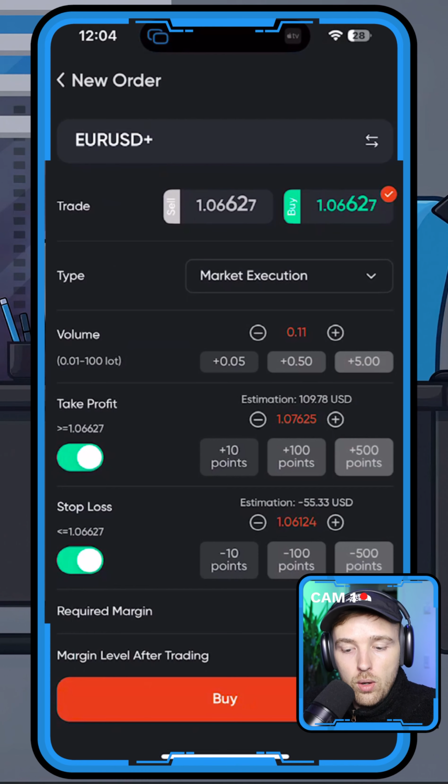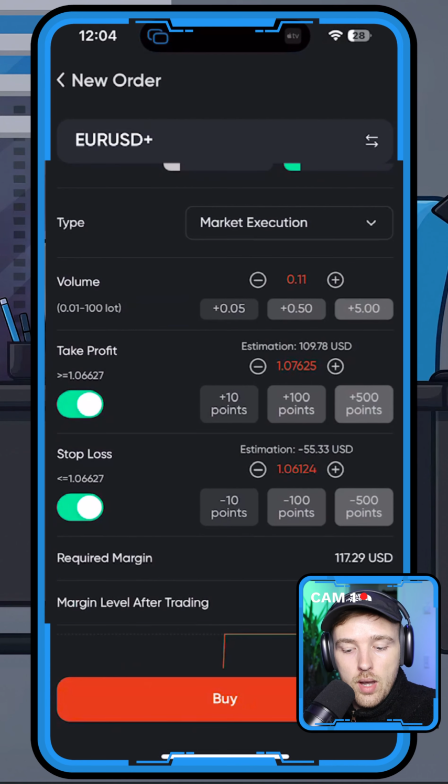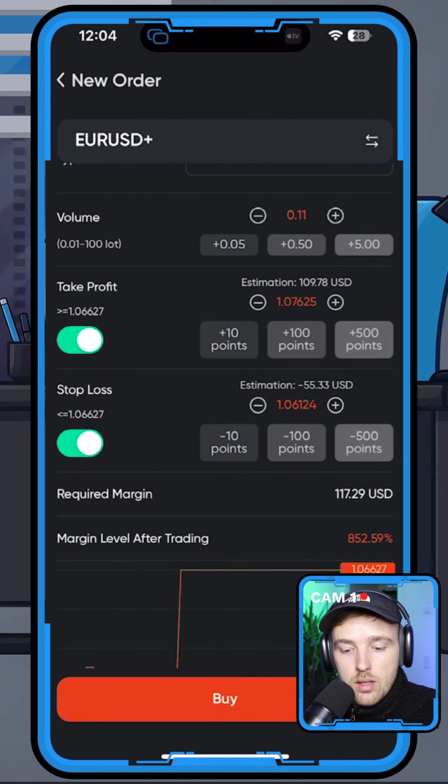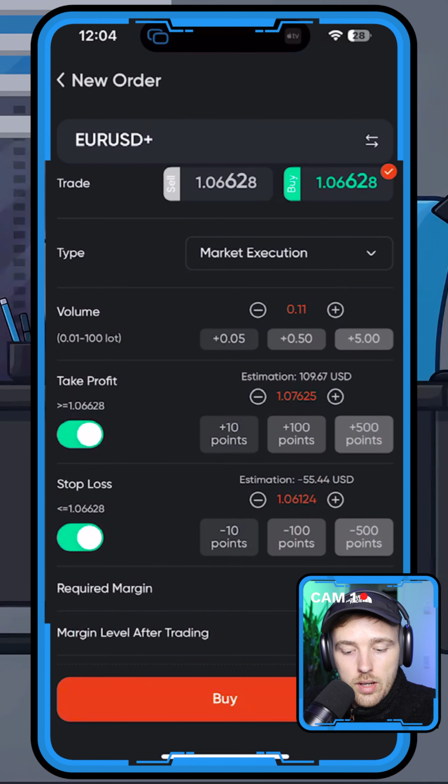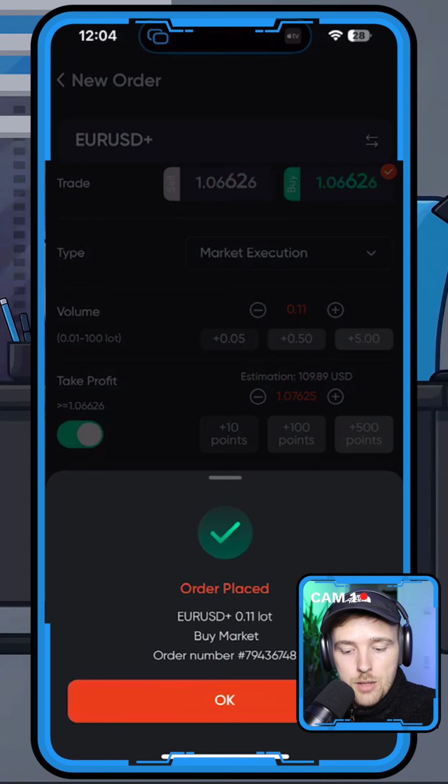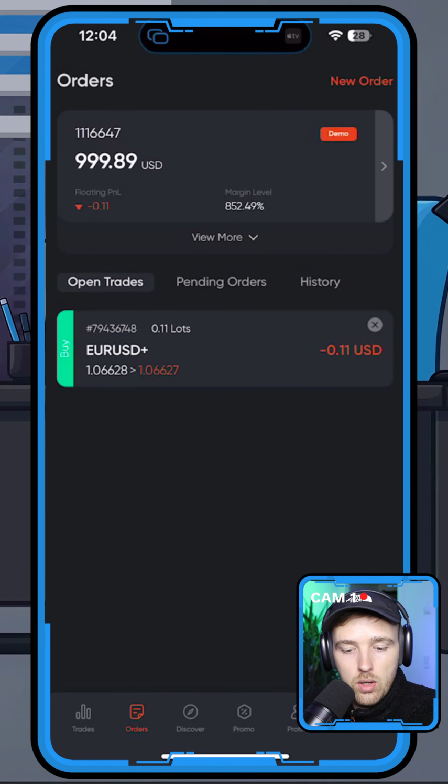So now we have all the information put in, and let's just go ahead and open the trade. Everything looks good. So let's just go ahead and say buy. Now the order has been placed, and we can now go and watch our trade. As you can see here, the trade is now running.